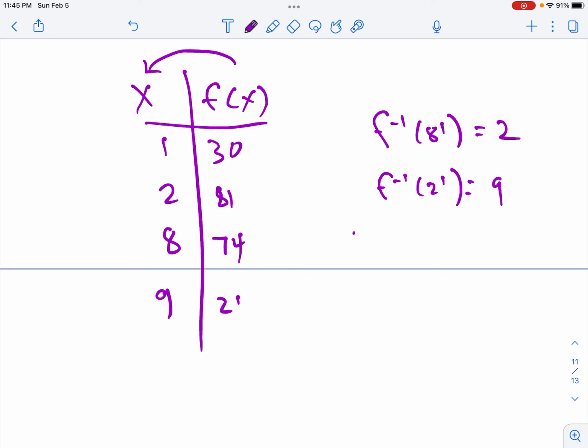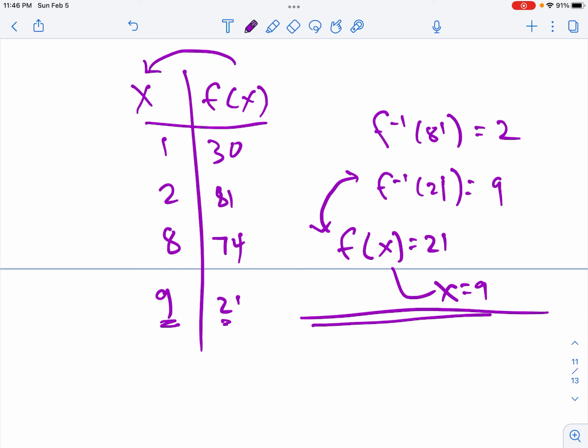What if I ask the question, f of what gives me 21? These are asking the exact same question. The answer here is x equals 9. When x is 9, my output is 21.